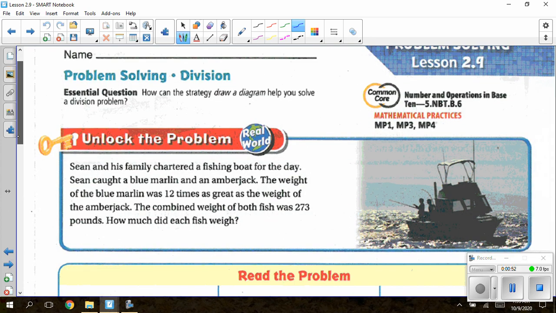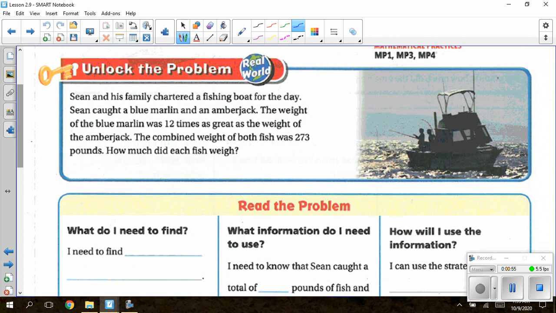So to unlock the question on page 137, it says Sean and his family chartered a fishing boat for the day. Sean caught a blue marlin and an amberjack. The weight of the blue marlin was 12 times as great as the weight of the amberjack. The combined weight of both fish was 273 pounds. How much did each fish weigh?